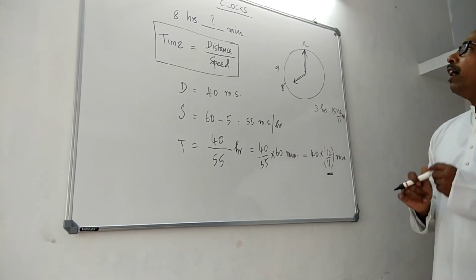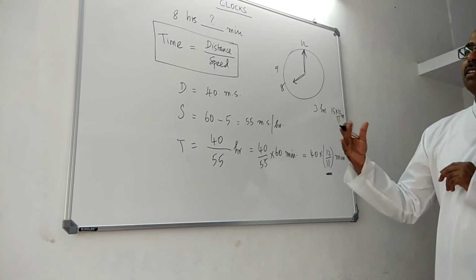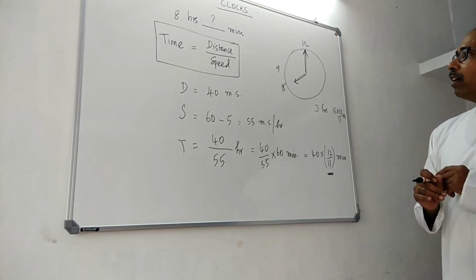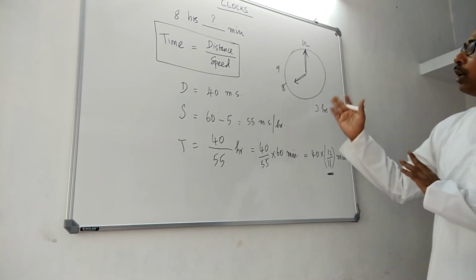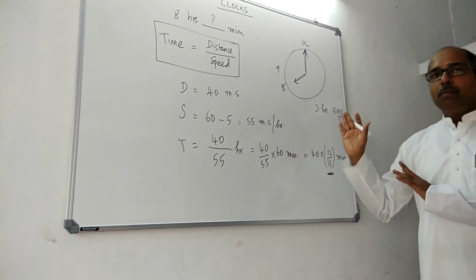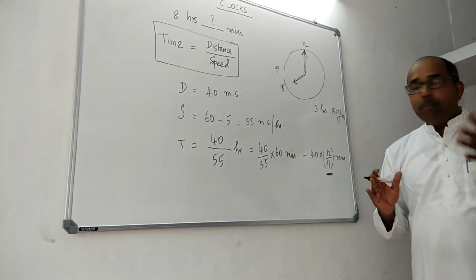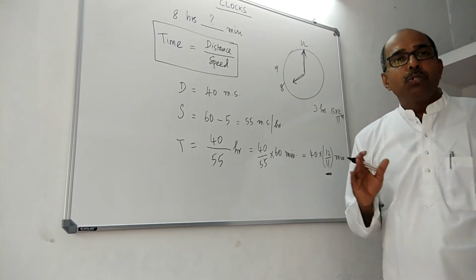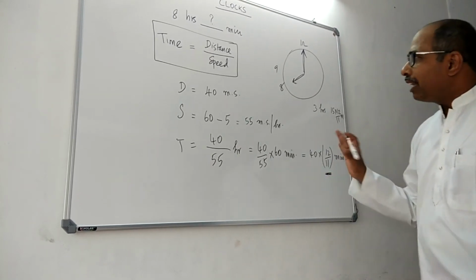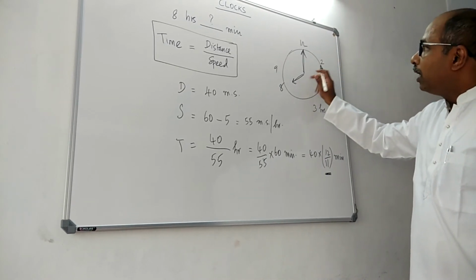Now, let me try to complicate this problem further. Next question: at what time between 8 o'clock and 9 o'clock will the hands of a clock be exactly opposite to one another? This is the next model. At what time between 8 o'clock and 9 o'clock will the hands of a clock be exactly opposite to one another? So listen carefully.